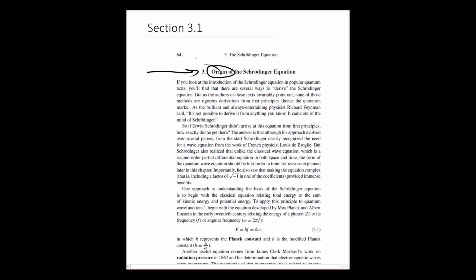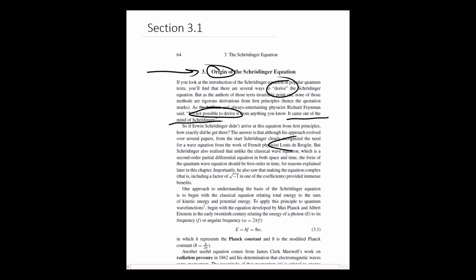Notice I try to be careful not to use the word "derive" unless I put it in quotes, because as Richard Feynman said, it is not possible to derive this equation. As he put it, it came out of the mind of Schrödinger. What he means by that is it didn't come from first principles. So where did it come from?